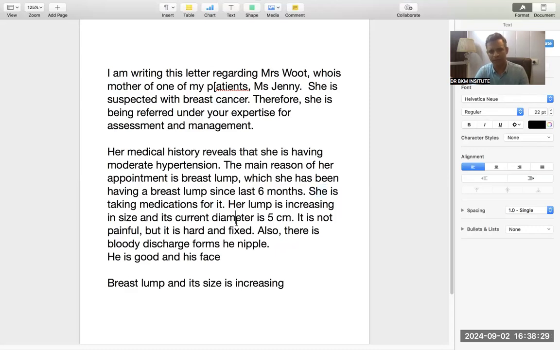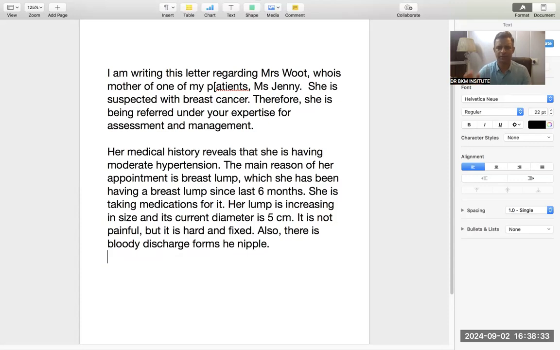Then I talked about the lump. It is not painful, but it is hard and fixed. All that is done. So almost everything is covered, nothing is left. And now in the final exam, if I'm doing it, I will read it again.